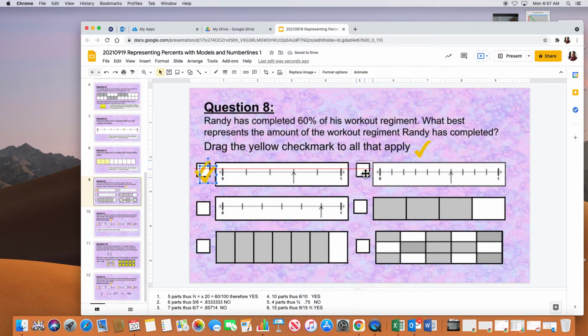Drag this. This one's 3/4. 3/4 we know is 0.75, so that's a no. How about 15 parts and 9 are shaded? 9/15 is equal to 3/5. So yes, that one is too.